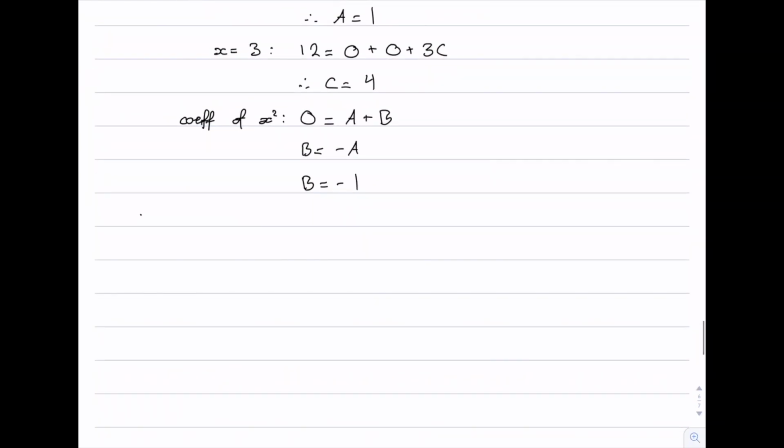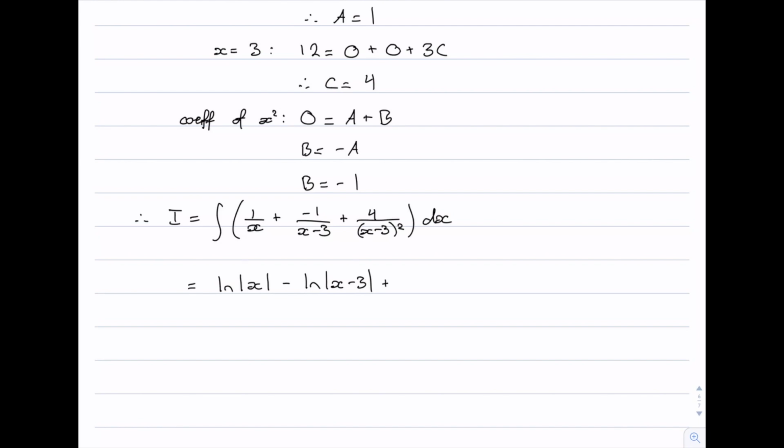Okay, so now we can write our integral in the following way. It's going to be a on x, so 1 on x, plus b on x minus 3, which is negative 1 on x minus 3, plus c, which is 4 on x minus 3 all squared. Well, we can actually integrate 1 on x, that's just log x. We can also integrate the second one. That'll be minus log of x minus 3.